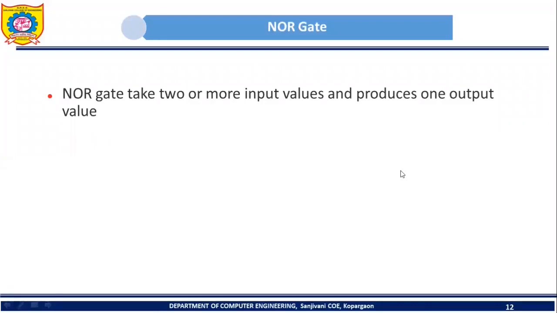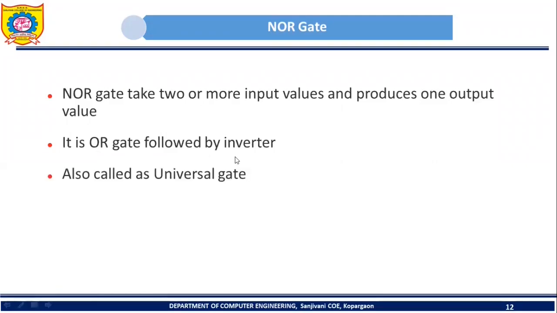So NOR gate can have two inputs or more than two inputs, and it produces one output. It is OR gate followed by inverter. One NOR gate is equivalent to one OR gate followed by one NOT gate. NOR gate is also called a universal gate because by using NOR gate, it is possible to implement any gate. Or in other words, by using NOR gate, it is possible to implement any Boolean function.